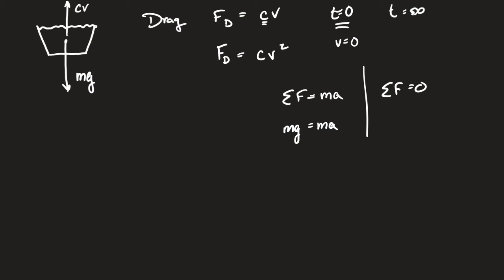Under those conditions, mg minus cv equals 0. So mg equals cv, where v is the terminal velocity; I put a little t there. What this means is our terminal velocity is proportional to how much mass there is.